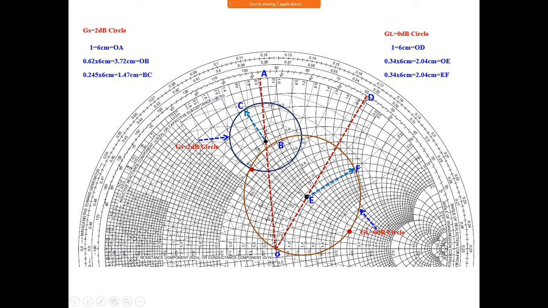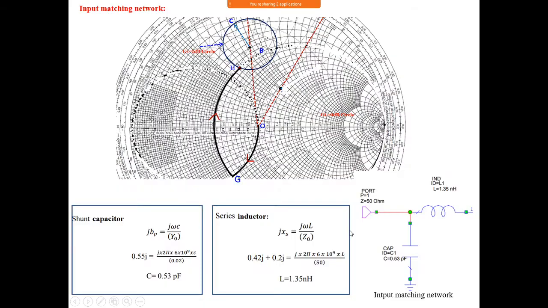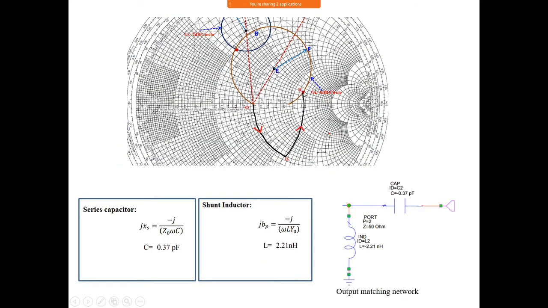Okay, so on this circle, I took one value. You can take any value; I have taken this value and marked it here. See, this is the point I have taken here. So now we have to design the matching network for this point.